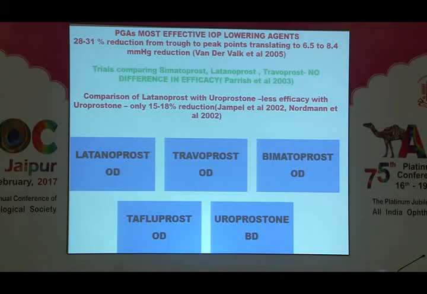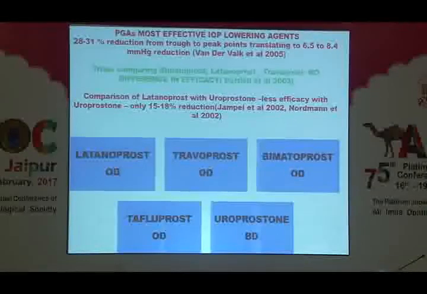Therefore, PGAs are the most effective IOP lowering agents, lowering it approximately 28 to 31% from trough as well as the peak points. If we compare all the commonly available drugs, especially in our country, we find there's practically no difference. There is one drug, unoprostone, which is given BD. Otherwise, everything is given OD and preferably HS, of course.